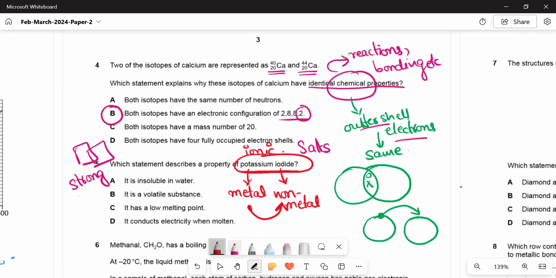Now let's see which option is correct. It is insoluble in water. This one is not correct because most of the salts are soluble in water. It is a volatile substance. This is also not correct. Volatile means a substance which is easy to evaporate.